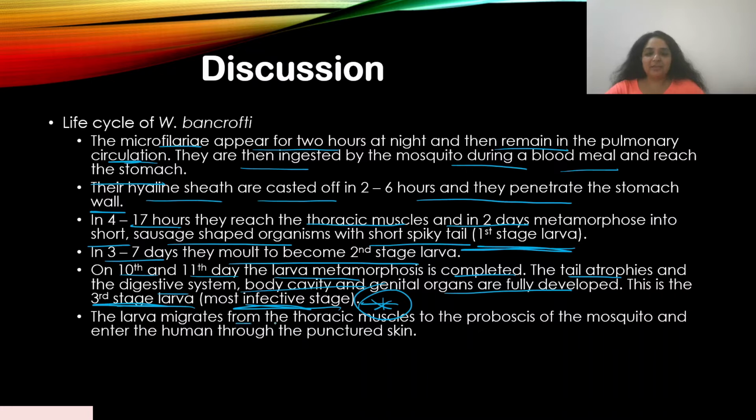The larva migrates from the thoracic muscles to the proboscis of the mosquito and enters the human through the punctured skin. Now this is more or less similar to malaria, not similar in the sense that there are 2 hosts: there's a mosquito and then there's a human host, right? Obviously this is different from malaria. It functions differently, and the pathogen is also different. It's a nematode.